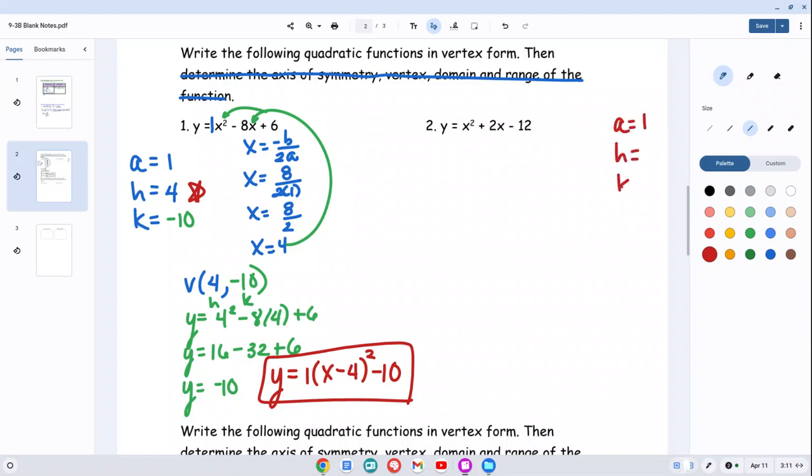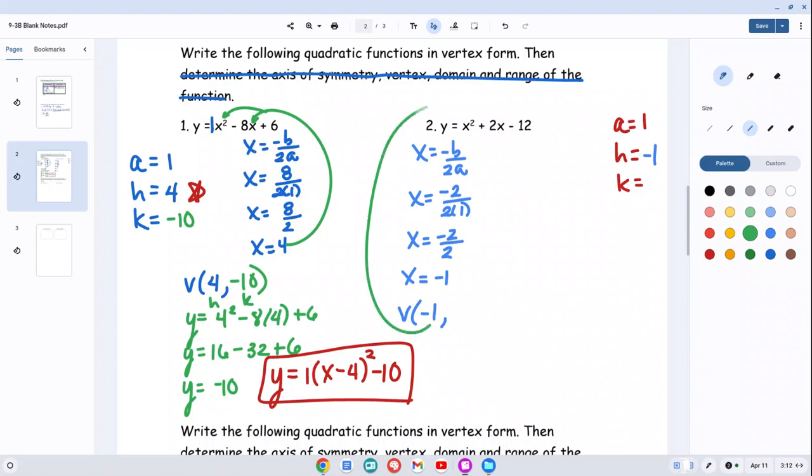I need to find h and k from the actual vertex. So I'm going to do x equals negative b over 2a, a familiar formula, negative 2 over 2 times 1, negative 2 over 2. My x coordinate on my vertex is negative 1, which means my h value is negative 1. To find my k value, I take that -1 and I plug it into my x values. Y equals -1 squared plus 2 times -1 minus 12.